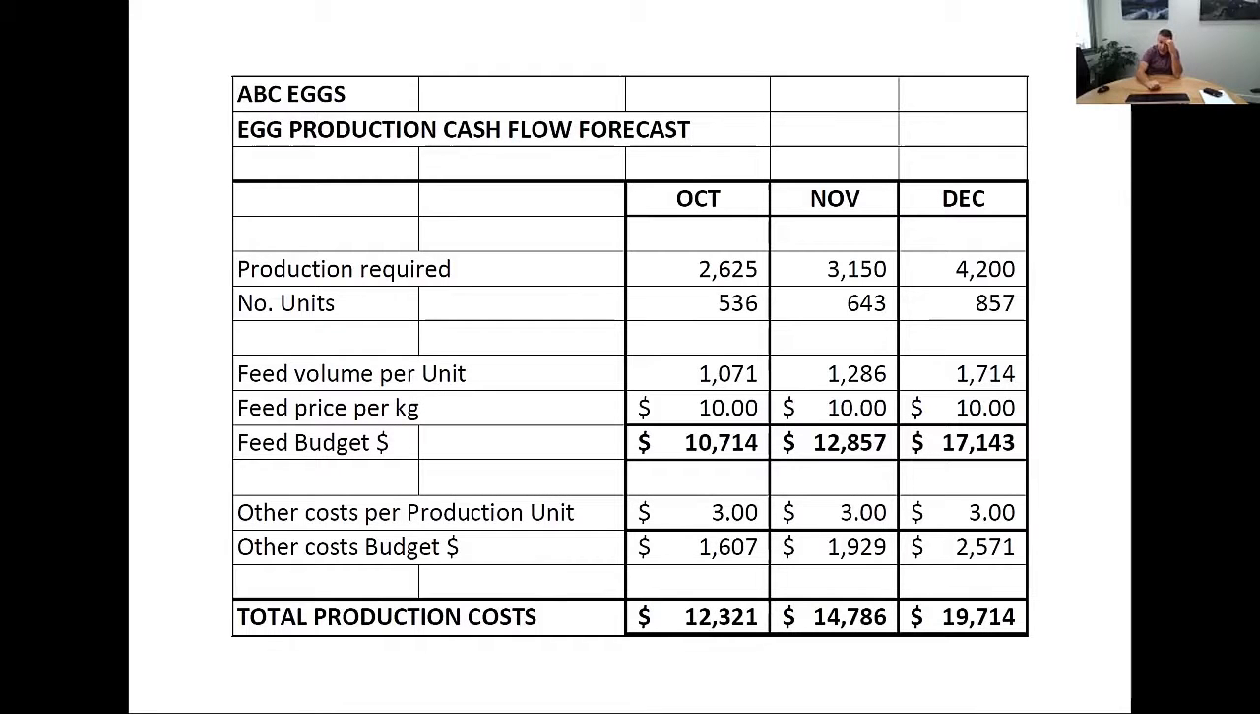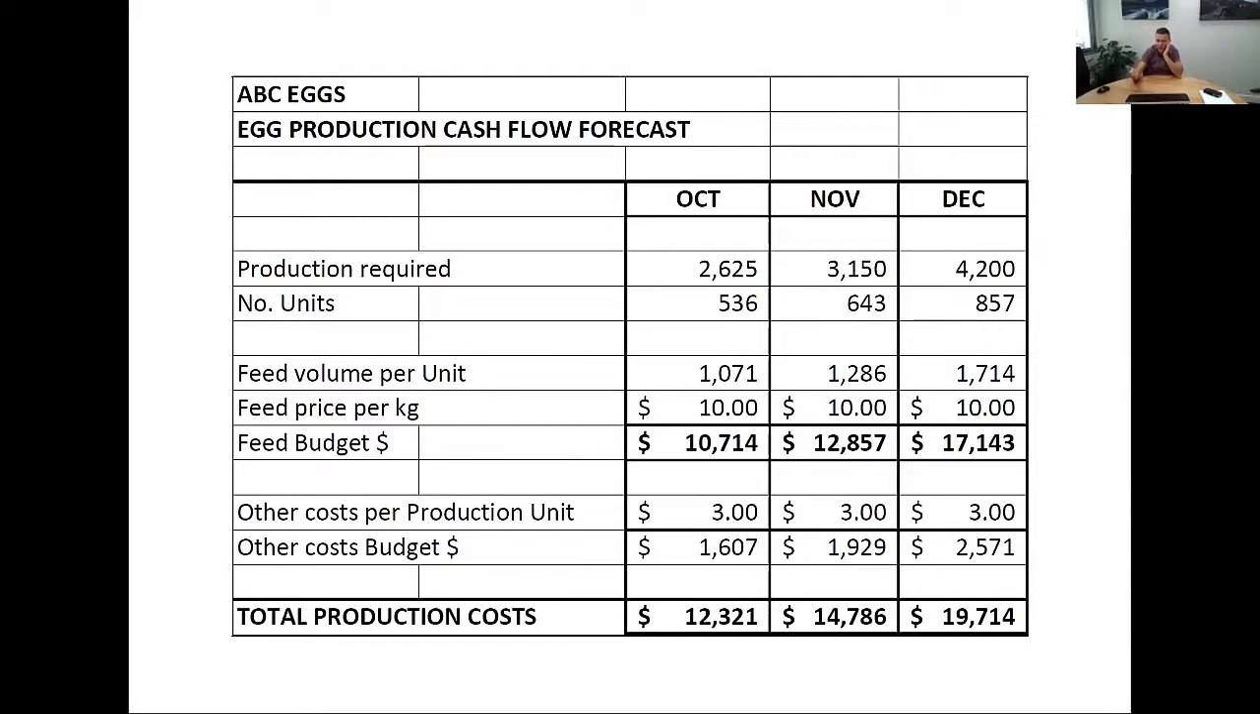So then we're looking at a production. Production required, so that's the top line, October 2,625. That's the volume of eggs. In this example, we need 536 chickens in lay to produce that volume, just by applying some averages from that production manager. The big cost there is feeding them.